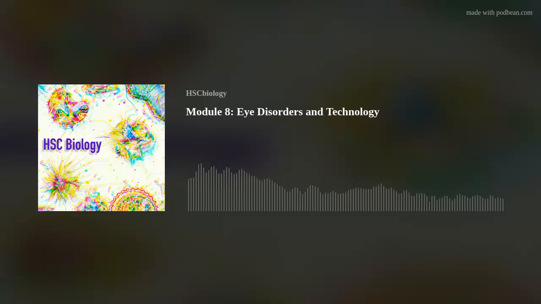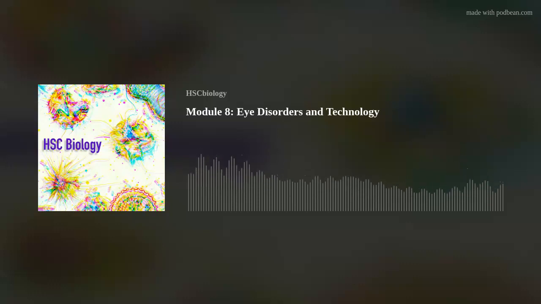Today we are continuing to look at the structure and function of different parts of the body, and today we are going to be looking at visual disorders and the structure and function of the eye, and also taking a look at the technology that is used to overcome these disorders, including spectacles and laser surgery. So let's start off with the structure of the eye.